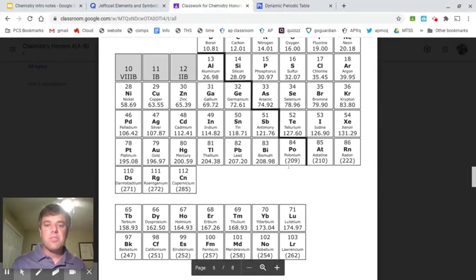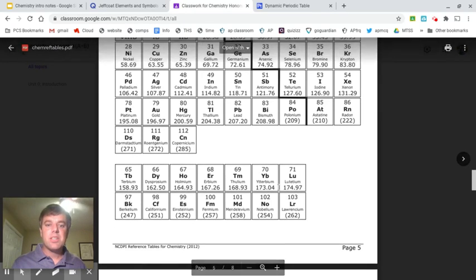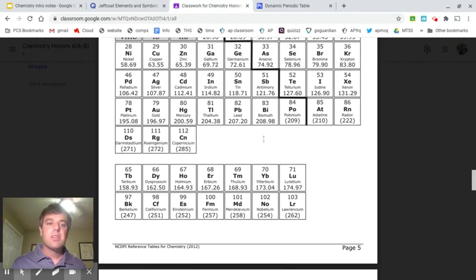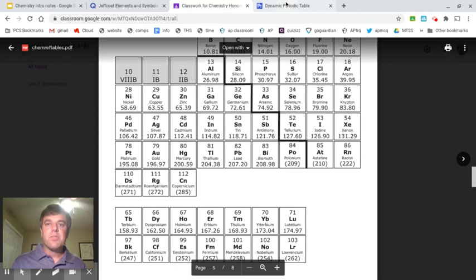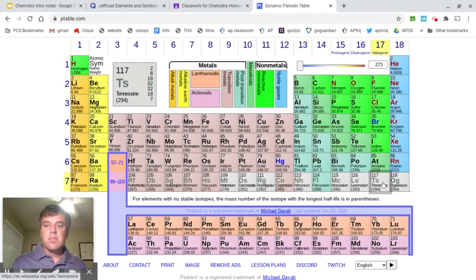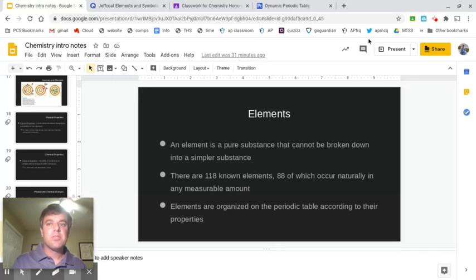Your reference tables stop with element number 112. There have been 6 more elements discovered and officially named since your reference tables were produced in 2012. So they're a little bit out of date, but we're not going to work with those elements that go down here, like tennessine and oganesson. We're not going to be working with those in this class. They're all highly radioactive and they're kind of like novelty elements. We're not going to be working with those.